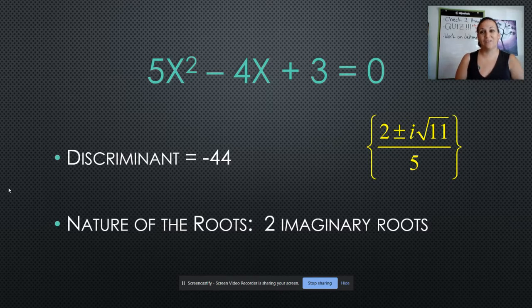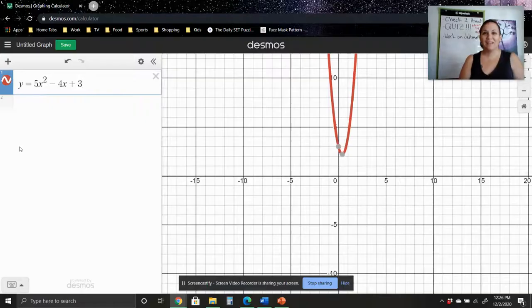And then let's take a look at what that means for a graph. Here I have graphed the equation that we had just found the discriminant for. Now remember that we said that the roots were imaginary and that roots is a special way of saying x-intercepts. So that means that the x-intercepts are also imaginary. They do not exist.